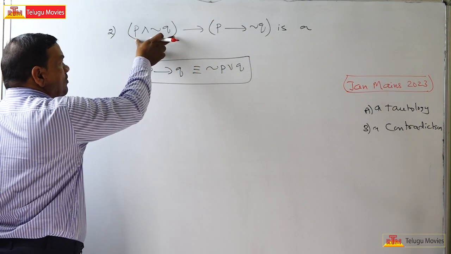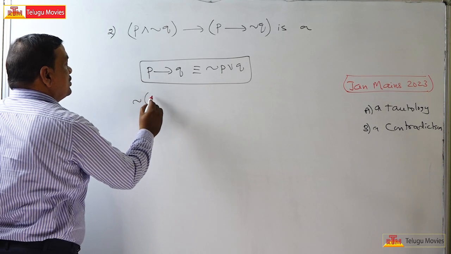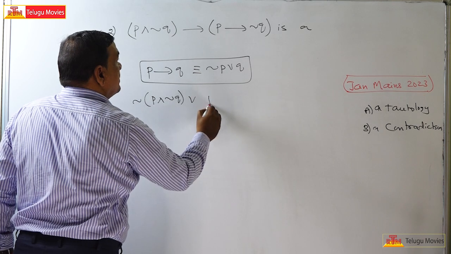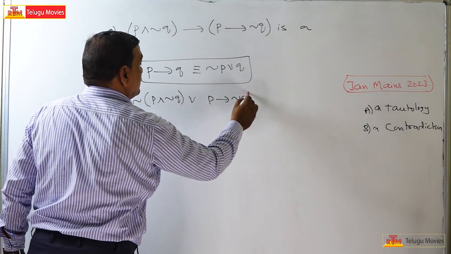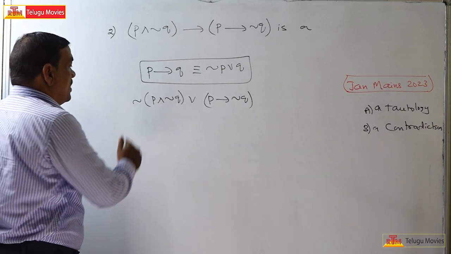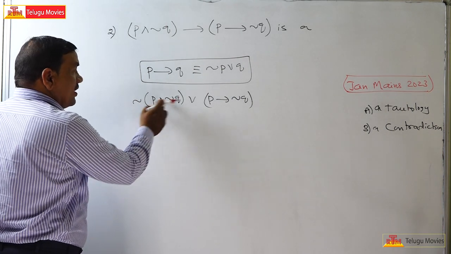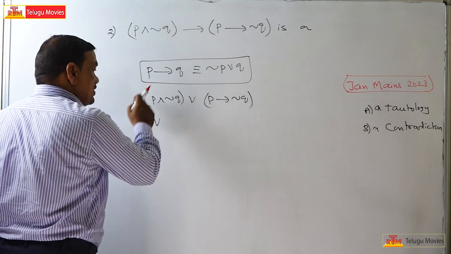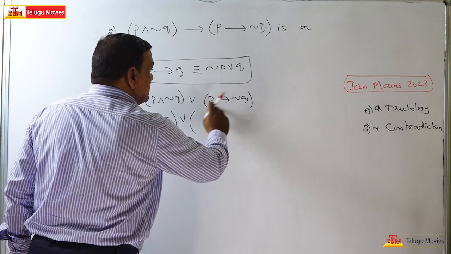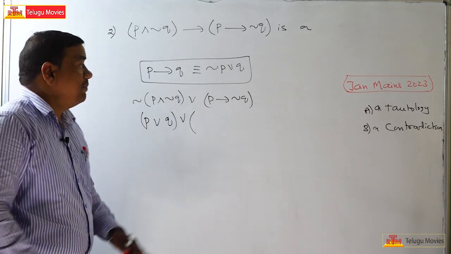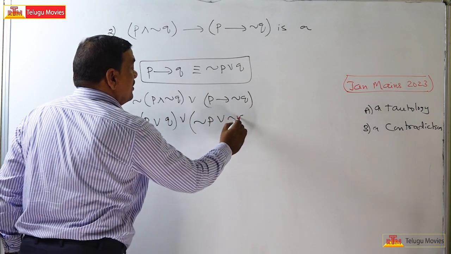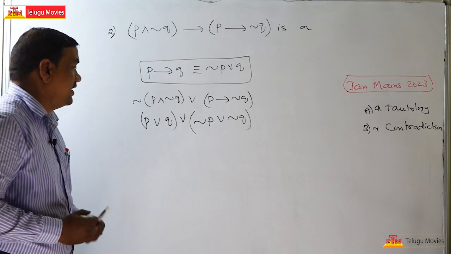That means negation of this first statement, negation of P, and negation Q, or Q means how much? P implies negation Q. Understand? So this is equal to P or negation of negation Q, or again P implies negation Q. P implies negation Q means what? Negation P or negation Q.